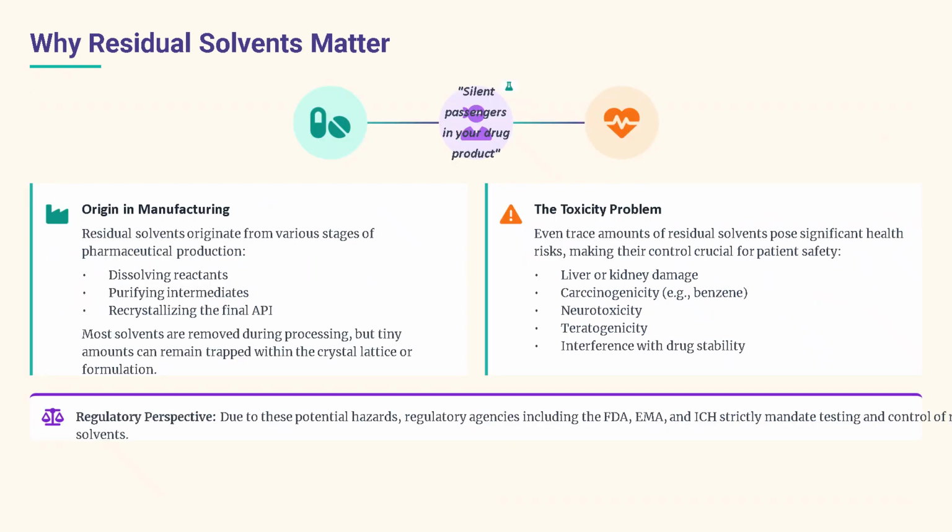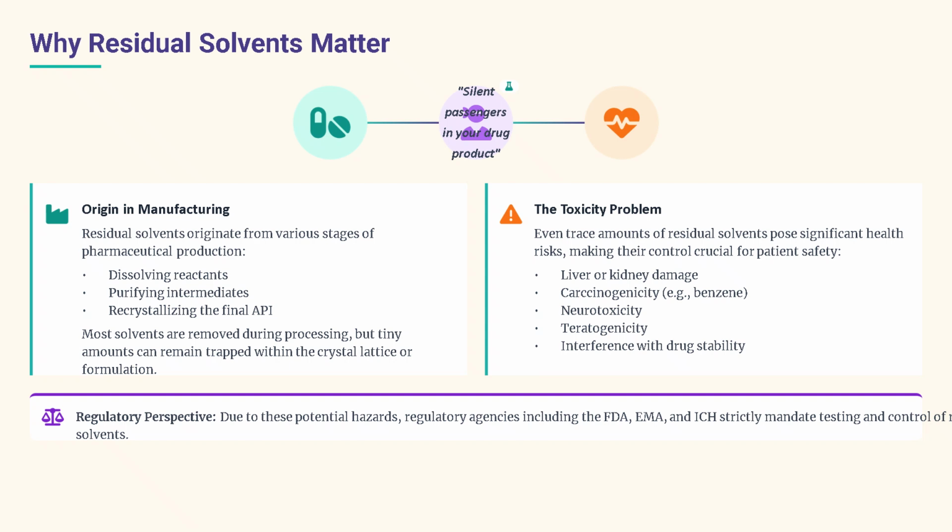Now, ICH Q3C, or the International Council for Harmonization Guideline on Residual Solvents, provides the foundation for global solvent control. It classifies solvents into three main categories based on their potential risk to human health. Let's break them down. Class 1 solvents. These are the red list solvents: carcinogenic, mutagenic, or environmentally hazardous. Examples: benzene, carbon tetrachloride, 1,2-dichloroethane. They must be completely avoided in drug manufacturing.